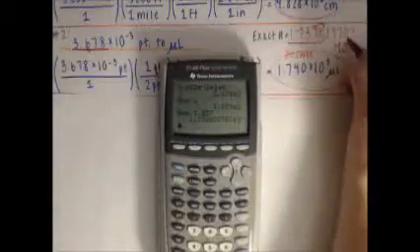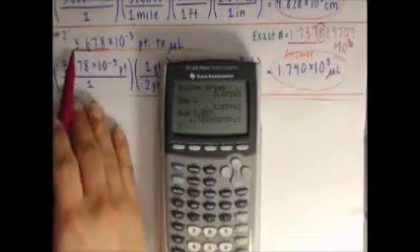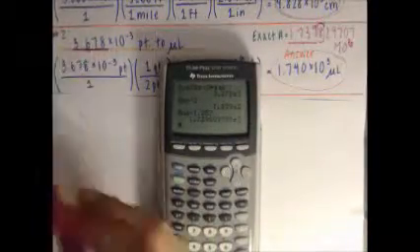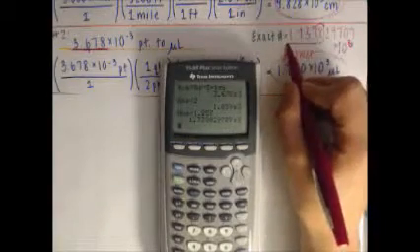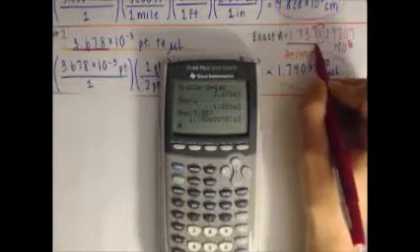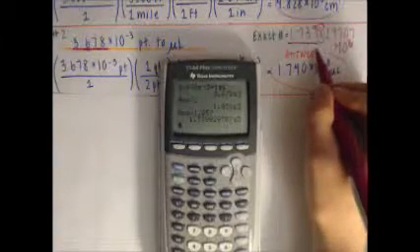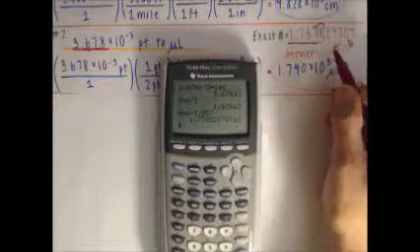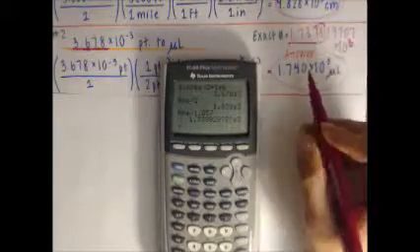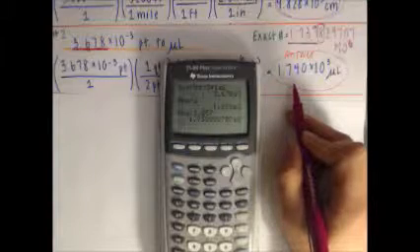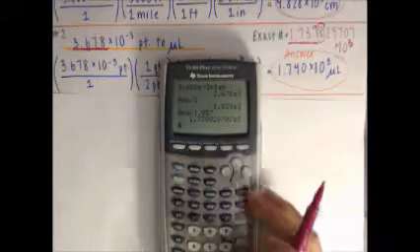We need to compare this exact number to our given. Our given has 4 significant digits, therefore our final answer must have 4. We count 1, 2, 3, 4. The number to the right of the final significant digit is greater than 5, therefore we are going to round. This also will affect the third number. Therefore our final answer is 1.740 times 10 to the third microliters.